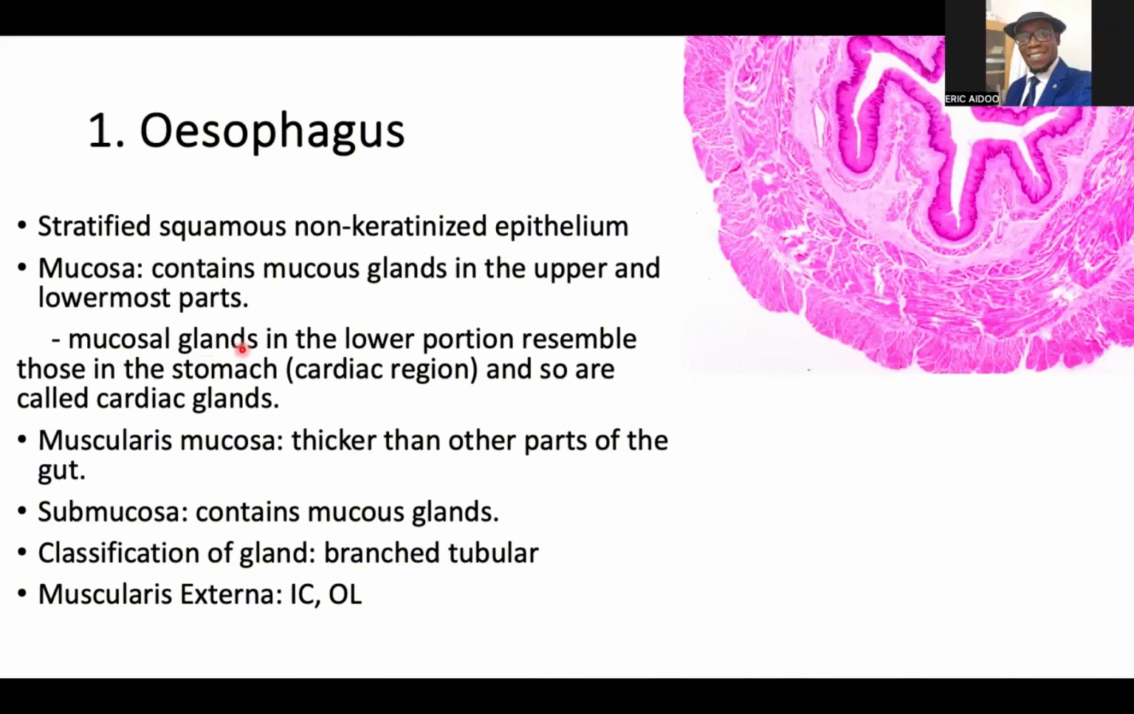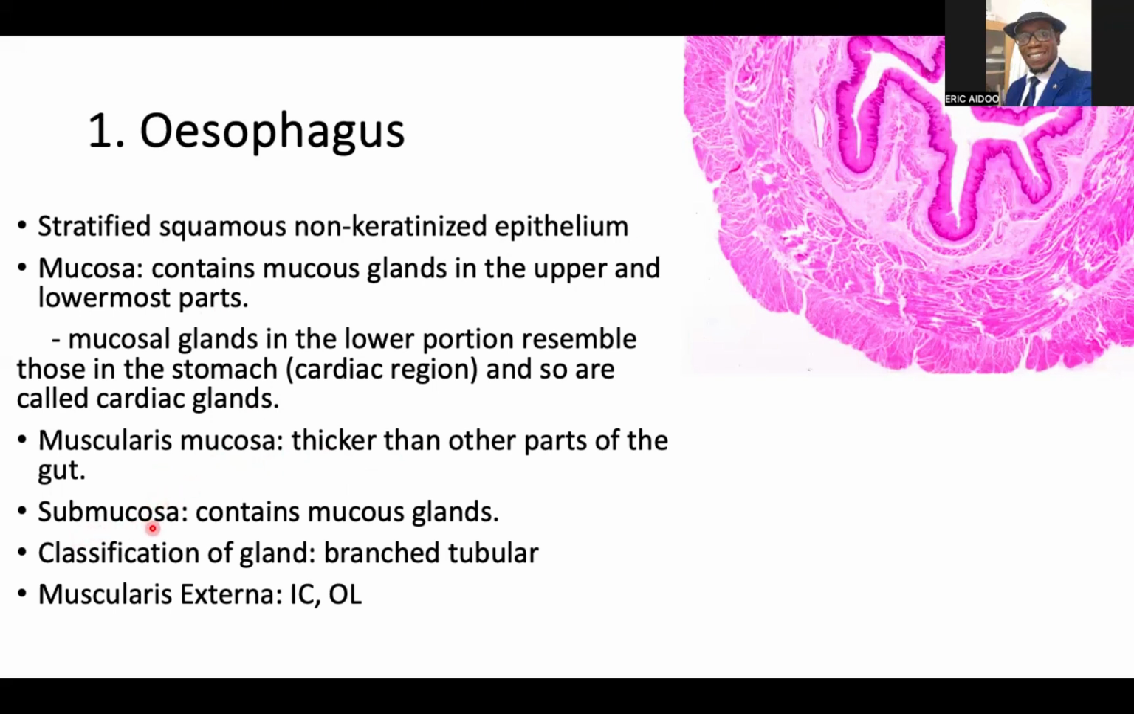The mucous glands in the lower portion usually are akin to those of the stomach mucosa around the cardiac region of the stomach. As a result, those mucous glands in the esophagus are sometimes called the cardiac glands also. The muscularis mucosa is thicker than in other parts of the gut. So that's another striking significance of the esophagus.